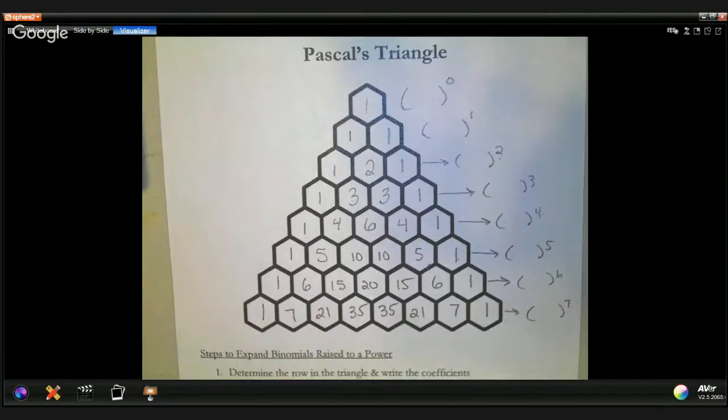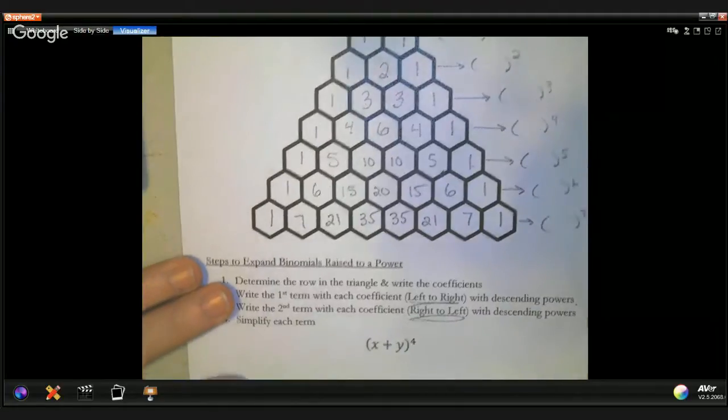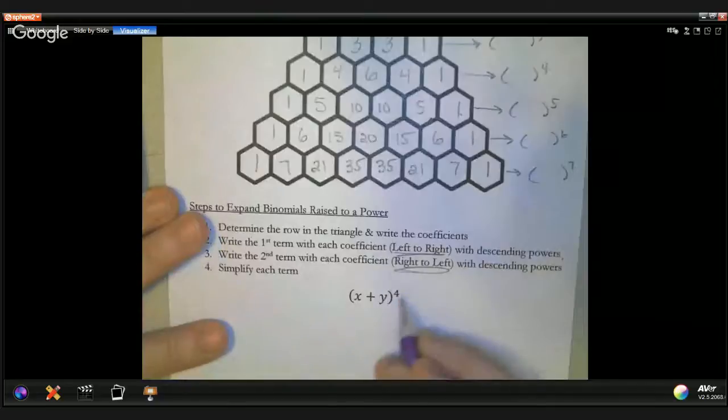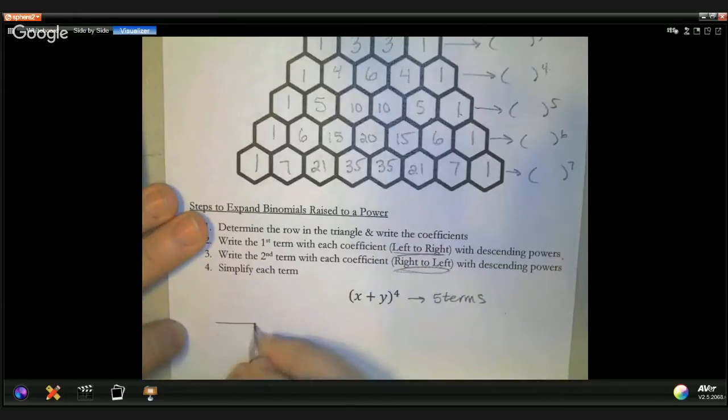Okay, so when you expand, there's a process we need to do. The first thing is we need to determine the row in the triangle and write the coefficients. Then we're going to write the first term from left to right with descending powers. Then we're going to write the second term going from right to left this time in descending powers, and then we simplify. So since this is to the 4th power, that means I'm going to have 5 terms. So I'm going to write 5 blanks.